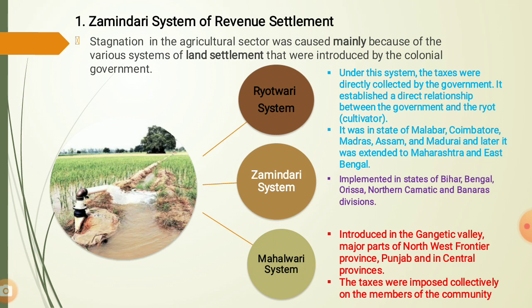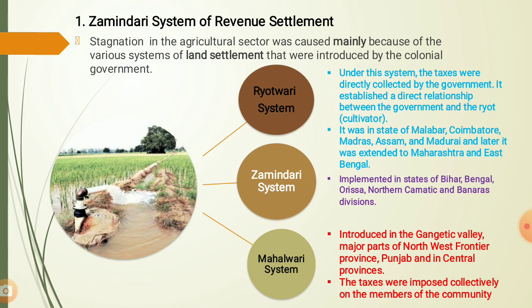The second system was the zamindari system, which was implemented in the states of Bihar, Bengal, Orissa, northern Karnataka and Banaras divisions. We will be discussing this zamindari system in detail later on. And the third system was the Mahalwari system. The word Mahal indicates a group of people, a cluster basically.